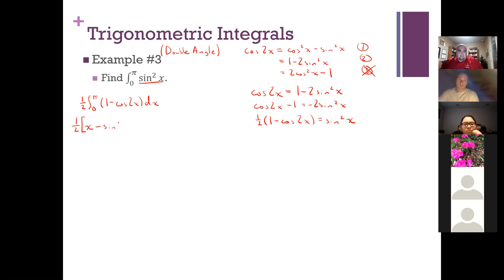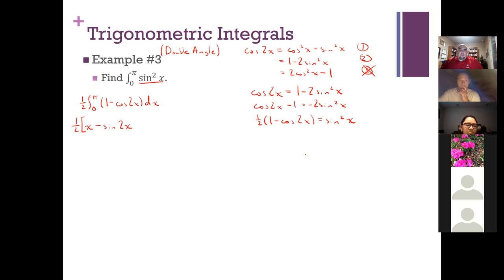Negative sine 2x. Negative sine 2x. Are we okay with that? Shouldn't it be plus sine 2x? I think you're right on the negative sign the first time. Doesn't cosine become negative sine, but because we're doing 1 minus negative sine? Or am I wrong? Oh, I mean, you can handle the terms one at a time because they're added together.